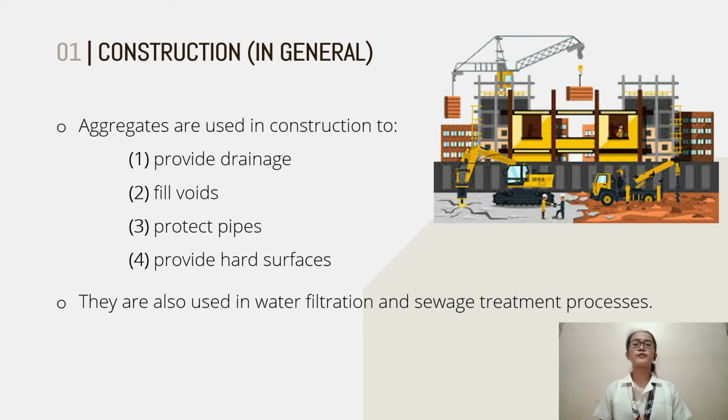Aggregates are also used in water filtration and sewage treatment processes. Groundwater is filtered naturally through aquifers. These are often layers of sand and gravel, and this only needs to be disinfected with chlorine before it is ready to use. This natural process can be replicated in treatment works to remove suspended solids from surface or stored water. So this goes before disinfection.